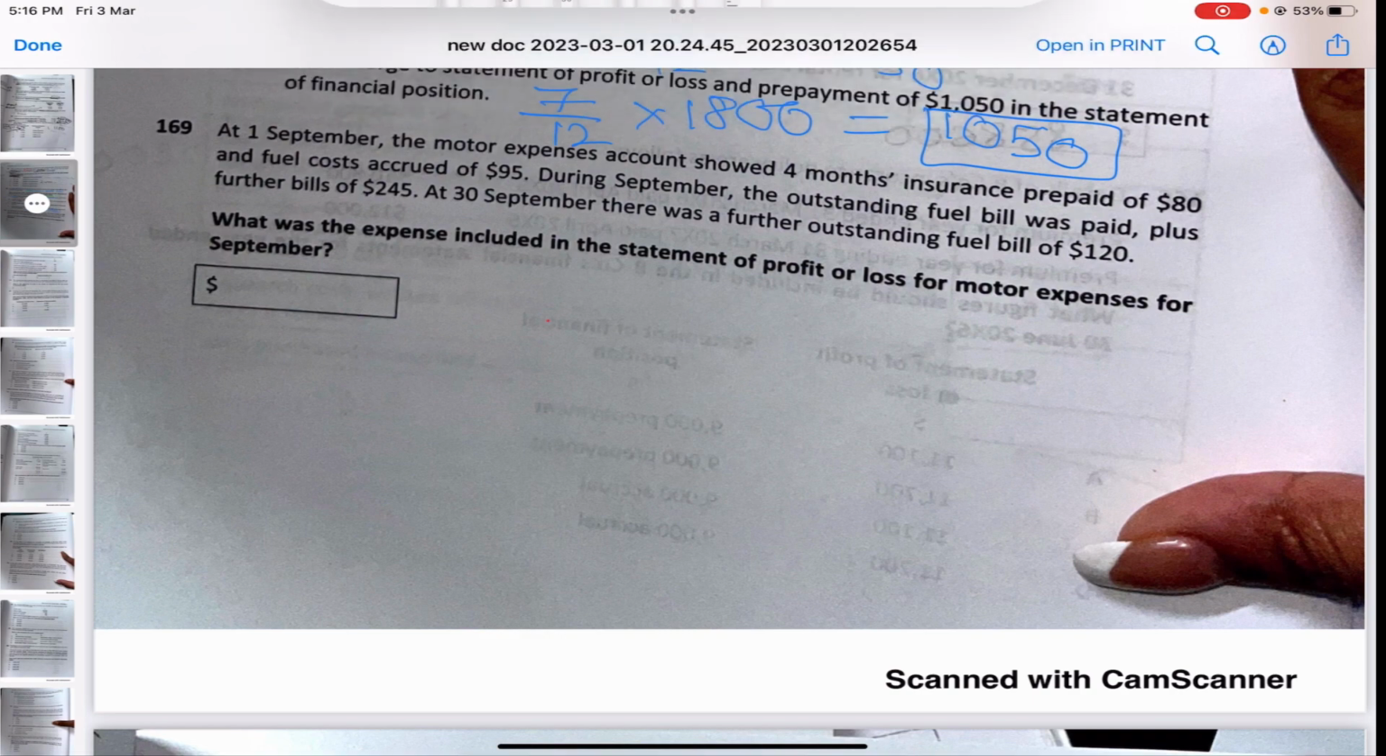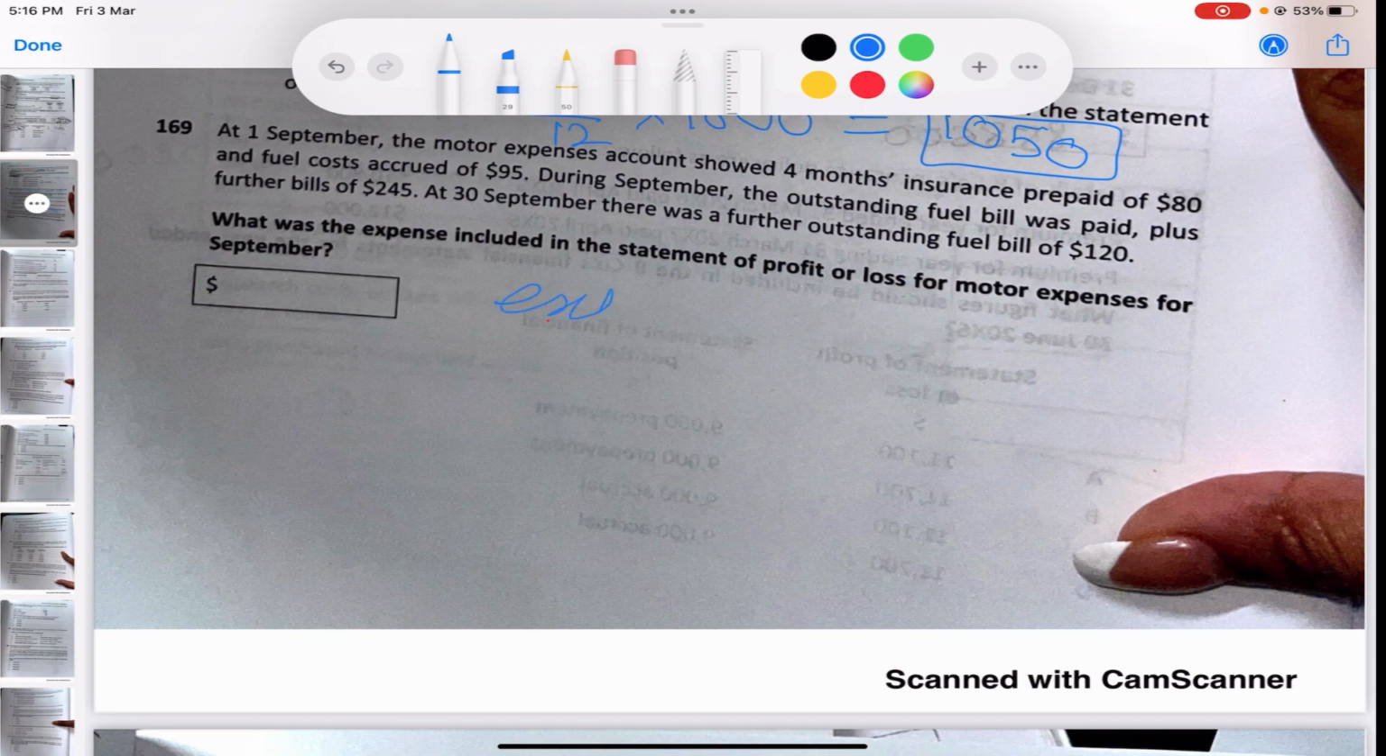At 1st September, the motor expenses account showed 4 months insurance prepaid and fuel costs accrued of 95. During September, the outstanding fuel bill was paid plus further bills. Very simple. Whenever you see a question like this, you are going to make the account, whether it is an expense account or an income account. In this question, it is an expense account, so we make an expense account. We have two sides, the credit as well as the debit side.